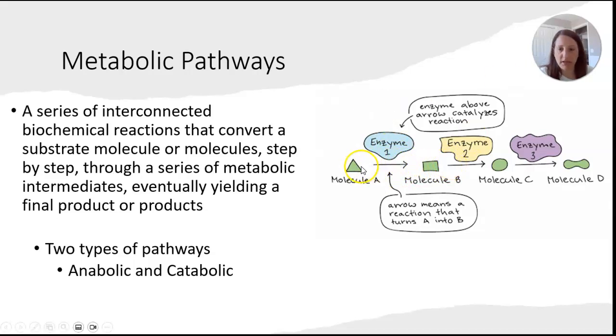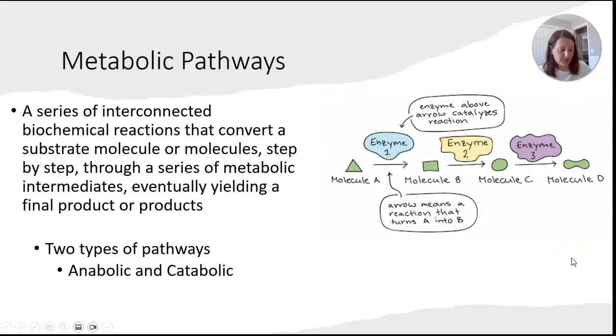So molecule A turns into molecule B. Sometimes in a metabolic pathway, molecule B will build up, or molecule C will build up, and that might cause this pathway to be shut down. So we'll also talk about metabolic regulation a little bit later in the chapter. There are 2 main types of metabolic pathways: anabolic and catabolic. We'll talk about how photosynthesis and cellular respiration fit here in just a minute.